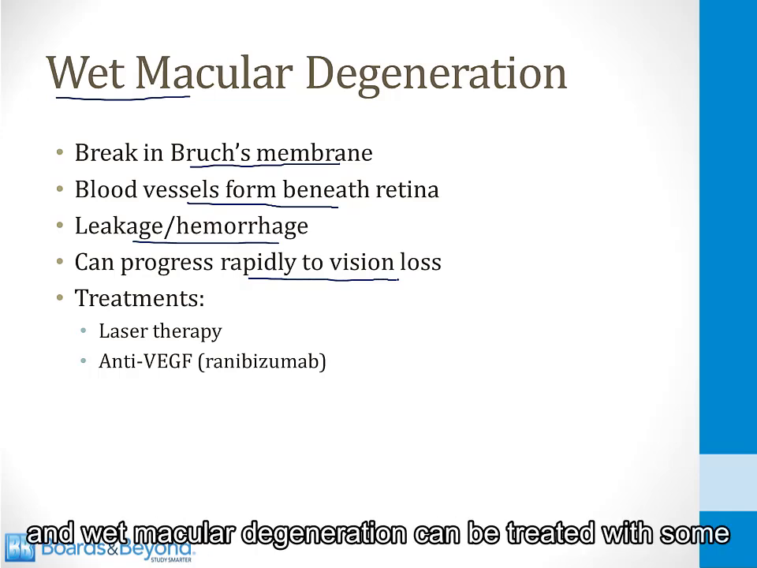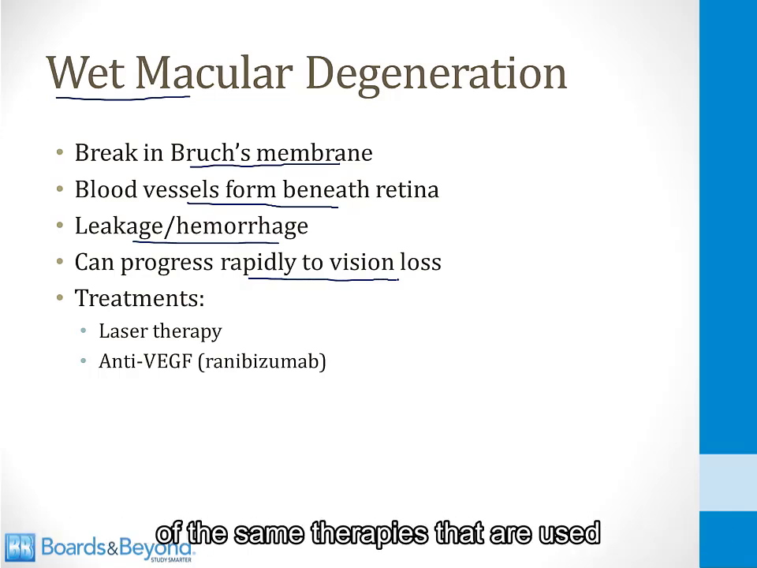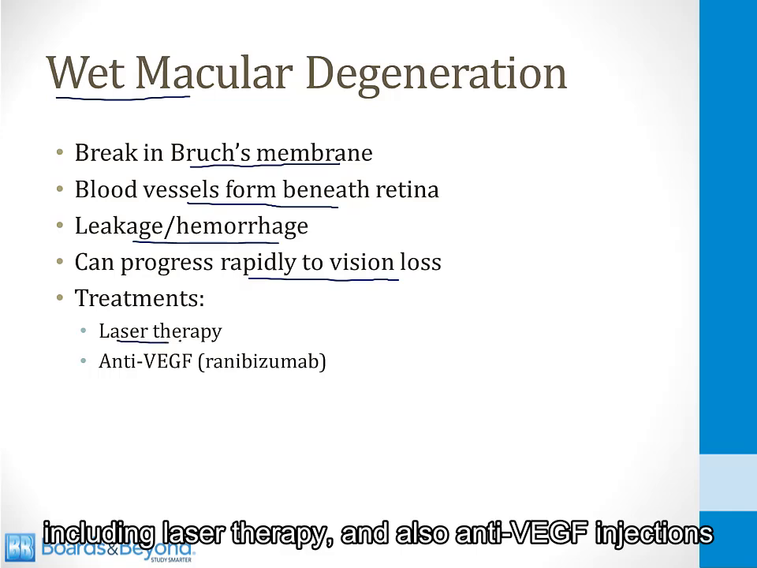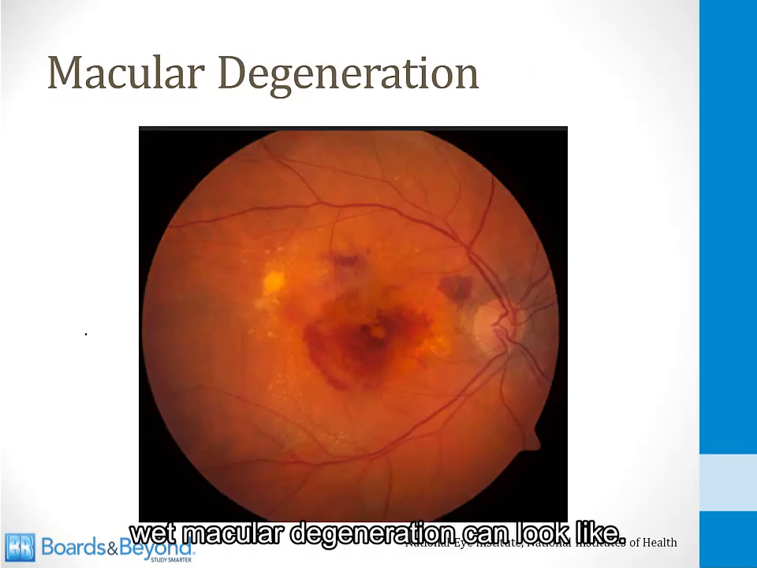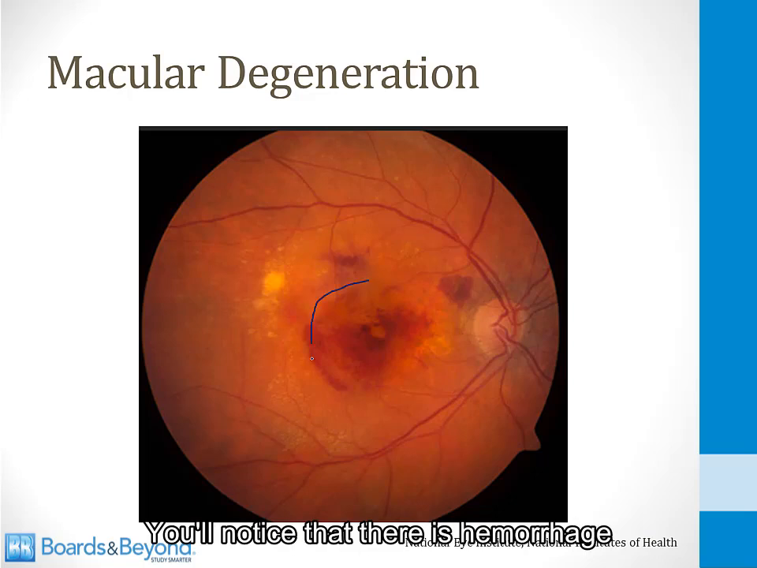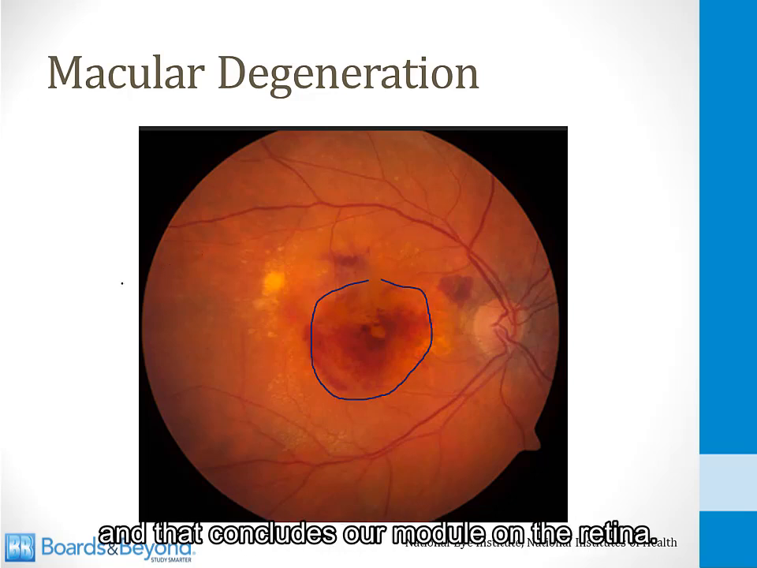And wet macular degeneration can be treated with some of the same therapies that are used for proliferative diabetic retinopathy, including laser therapy and also anti-VEGF injections like ranibizumab into the eye. And here's a picture of what wet macular degeneration can look like. You'll notice that there is hemorrhage into the macula portion of the retina. And that concludes our module on the retina.